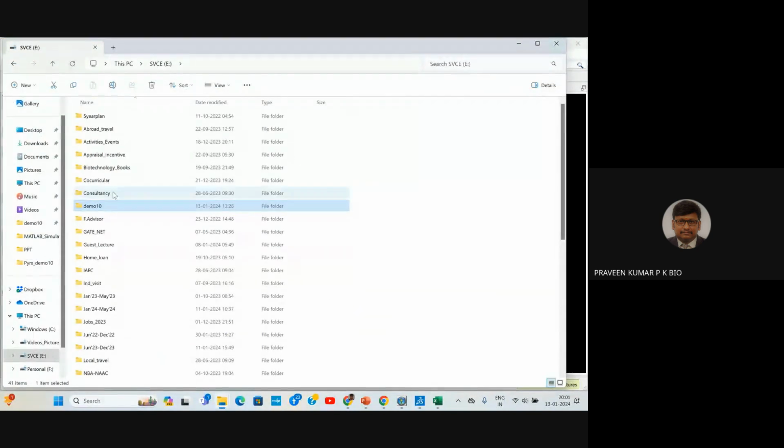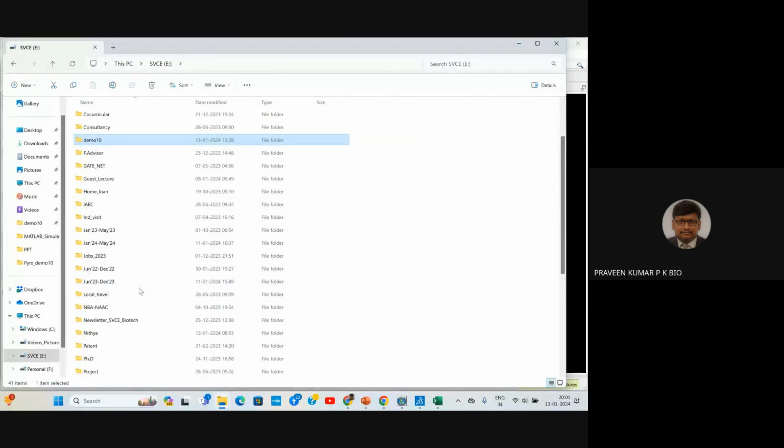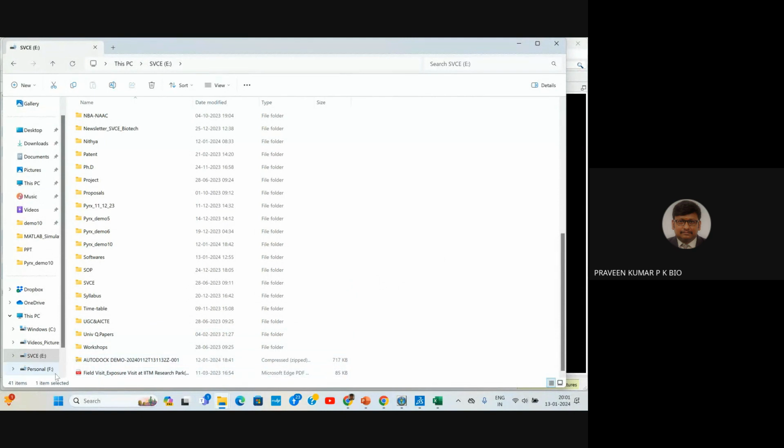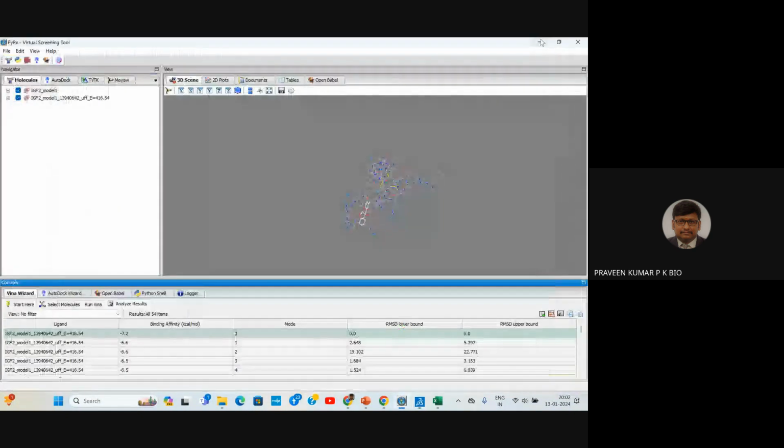If you see some other demos, I think I might have some. If you see some other complexes, if you dock well, you can also find hydrogen bond interactions. But in our case, we don't have hydrogen bond interactions. I think I have completed my explanation. Any doubts you have, participants, you can ask me.